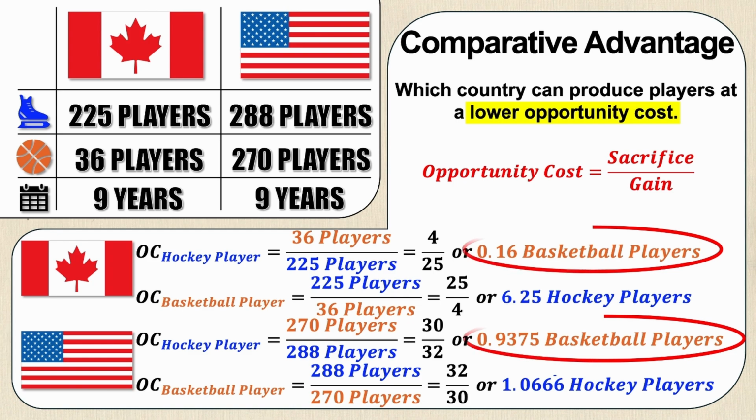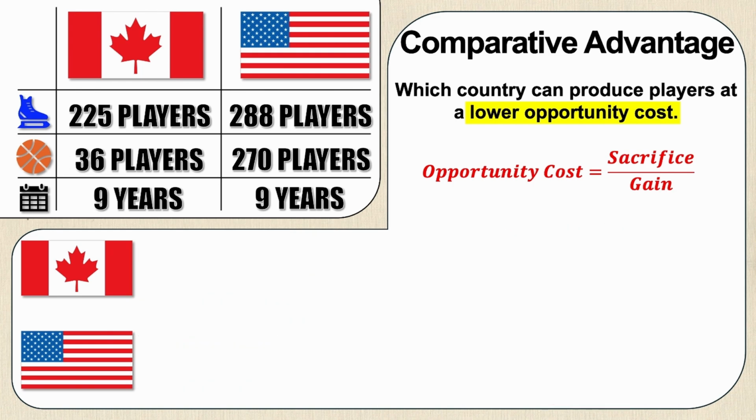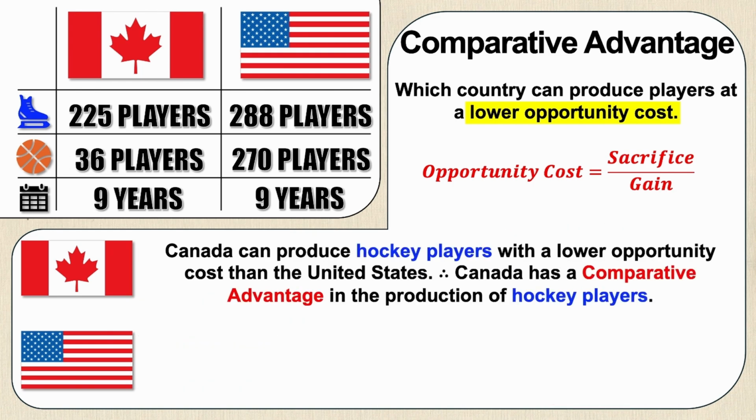Starting with hockey players. Well, here, 0.16 is obviously smaller than 0.9375. And so I would say that the lower opportunity cost for hockey players is actually awarded to Canada here, because they can make a hockey player by giving up fewer basketball players. If we compare the opportunity cost of basketball players, well, then we'll see that the United States can produce one basketball player using up fewer hockey players, and therefore they would have a lower opportunity cost, because 1.06 repeated is lower than 6.25.